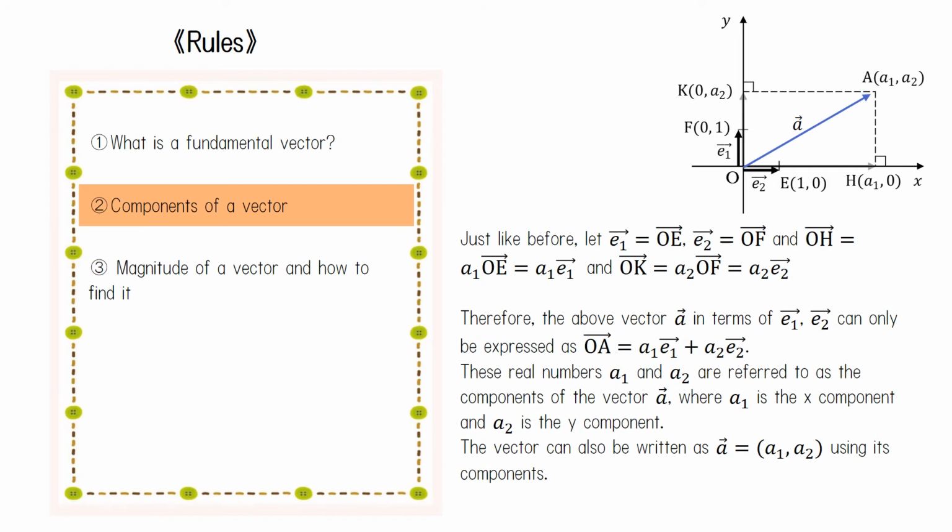These real numbers A1 and A2 are referred to as the components of the vector A, where A1 is the x component and A2 is the y component. The vector can also be written as vector A equals A1, A2 using its components.